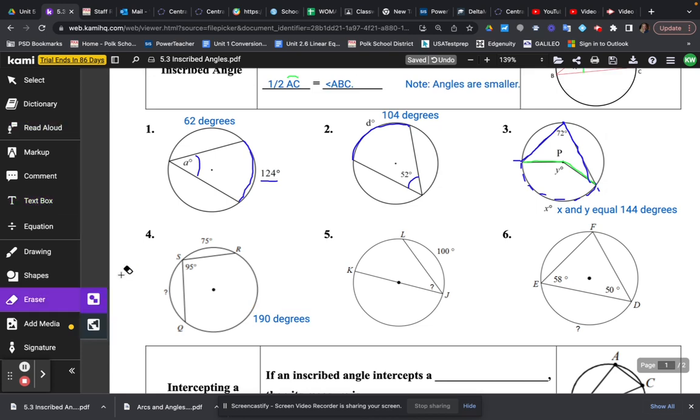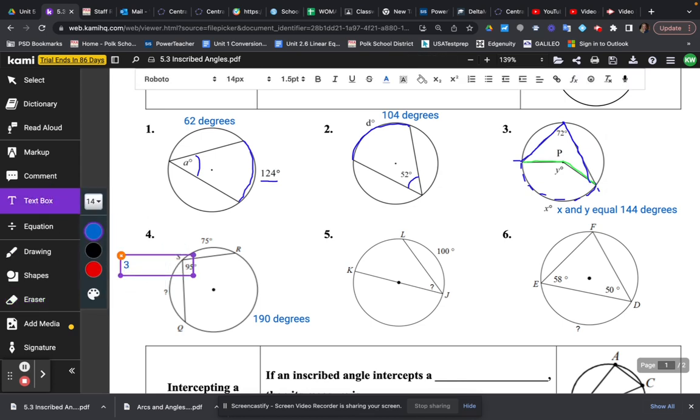And then you can actually subtract 360 degrees. If we get 360 degrees, and then we subtract the 190 degrees from that, and also subtract the 75 degrees, we see that the answer to the minor arc SQ is actually going to be 95 degrees.